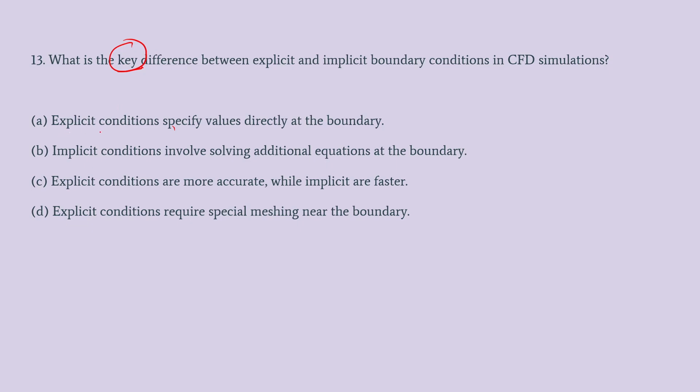Option A, explicit conditions specify values directly at the boundary. Option B, implicit conditions involve solving additional equations at the boundary. Option C, explicit conditions are more accurate while implicit are faster. Option D, explicit conditions require special meshing near the boundary. You can try to answer the question.